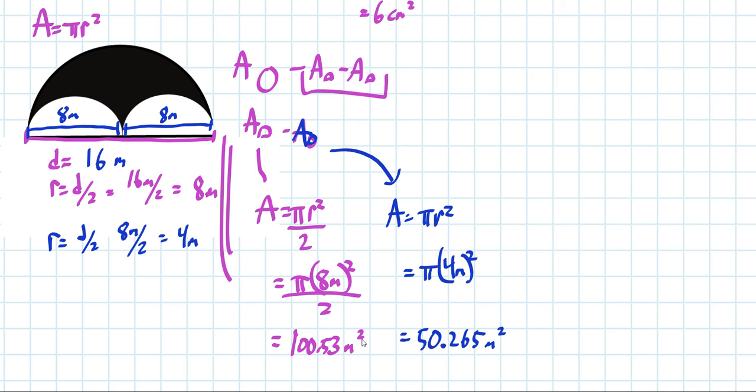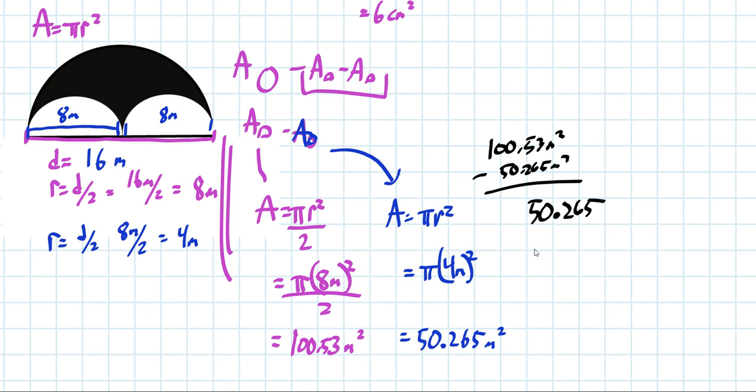Meters squared. So the area of that big half circle here, without these things cut out of it yet, is 100.53. And the area of this small half circle plus that small half circle, so one whole small circle, is 50.265. If we subtract them, 100.53 meters squared minus 50.265, we get 50.265. We get exactly half. We've cut out exactly half. And I think that makes sense.